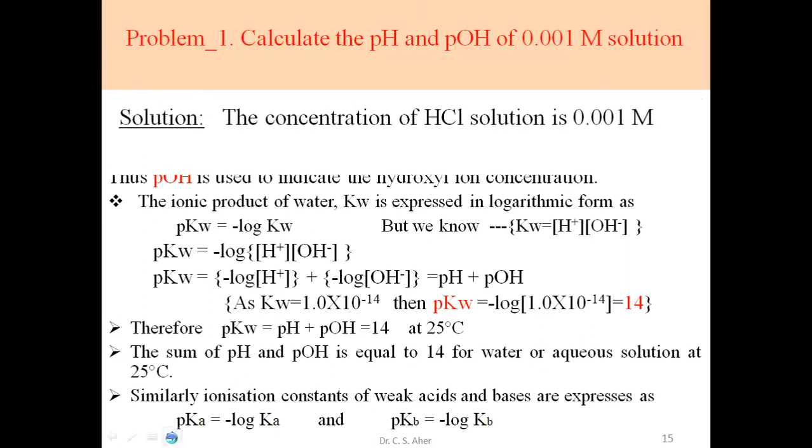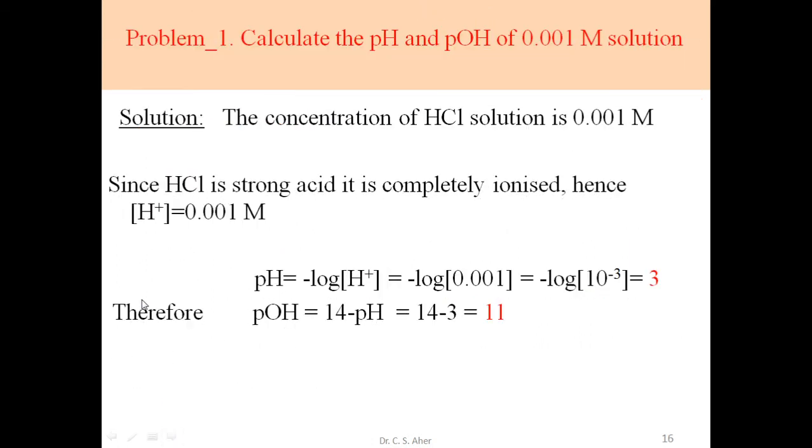So we consider some problems based on that theoretical explanation. First problem: calculate the pH and pOH of 0.001 molar solution. So this concentration is given, that is 0.001 molar. This is the concentration of HCl solution.